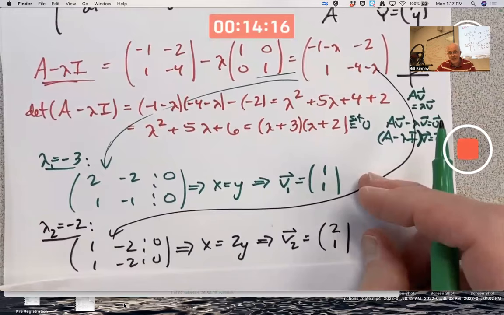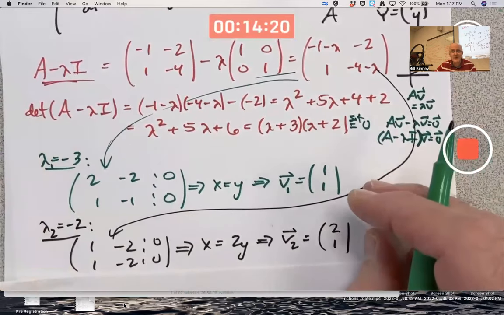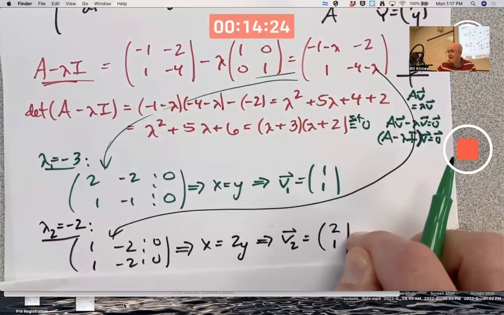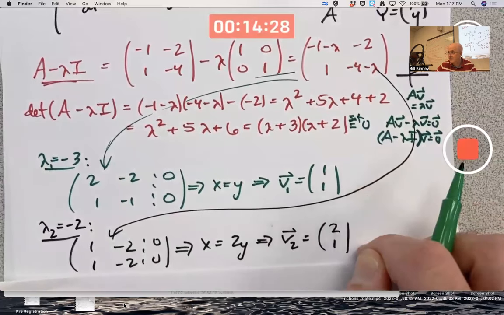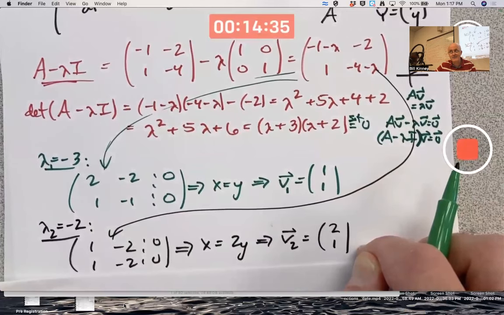Eigenvalues are unique, okay? These are the only two eigenvalues. But eigenvectors are not unique. You could use any non-zero scalar multiples of these and get another eigenvector. Okay, but I just always try to pick the simplest ones I can think of. Don't pick 0, 0 though. The zero vector is not an eigenvector.